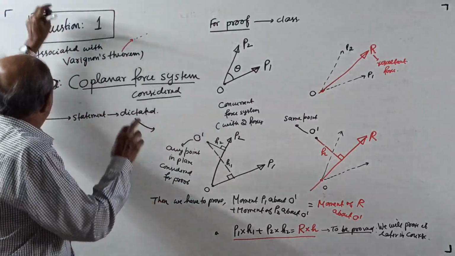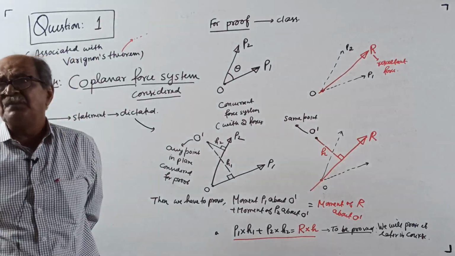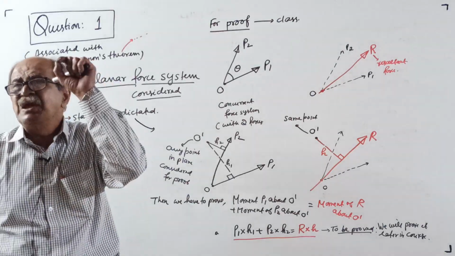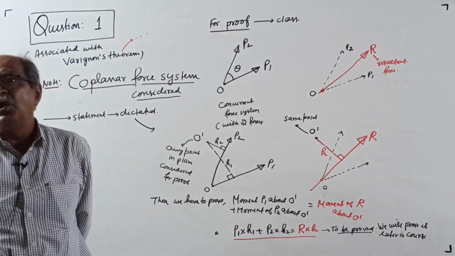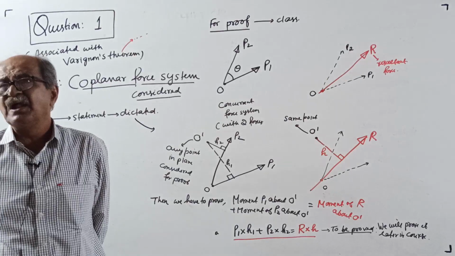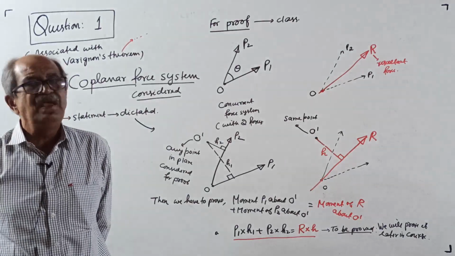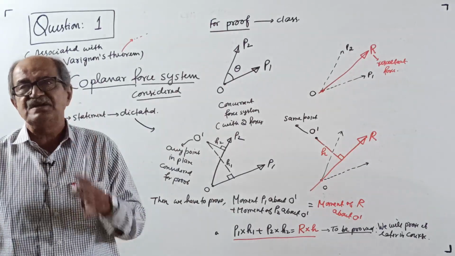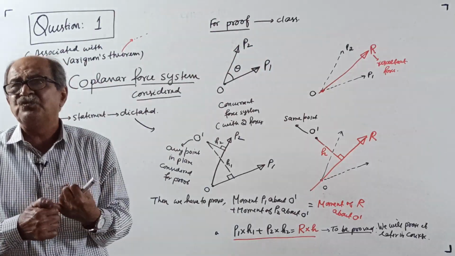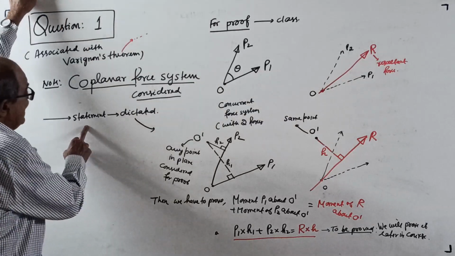See, the statement I will dictate because it will come in the course later. The statement of Varignon's theorem for a coplanar force system is: the algebraic sum of moments of a given force system about any point in the plane is equal to the moment of the resultant about the same point. This is Varignon's theorem. When I go later, I will give two proofs for you. One is a logical proof, the second is a mathematical proof. Both I will give. Okay, now the statement is dictated.